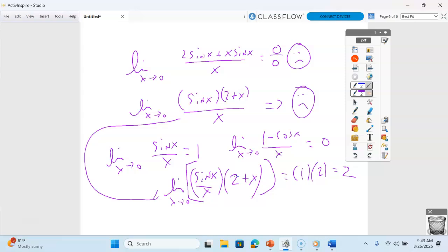How did we get 1 and 2? Well, the limit as x approaches 0 of sine x over x, according to this identity, is 1. When I plug in 0 for this one, taking its limit, it becomes 2 plus 0, which is in fact 2. So it becomes 2.